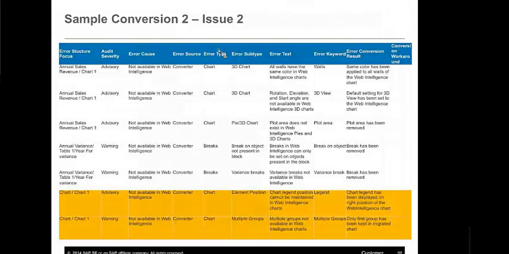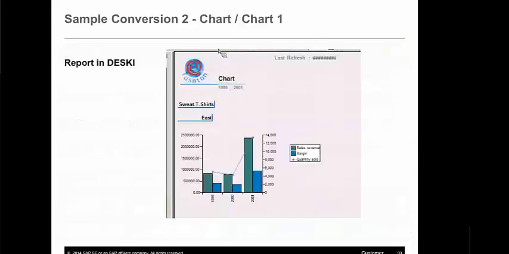So the issue is that 3D charts have not been properly converted. So the mapping on the object has been lost during conversion. An easy step to repair this missing functionality can be done within Web Intelligence after the conversion, which is just open up the properties of the chart, reassign the data to the bar chart, switch on the 3D look, and you're up and running.